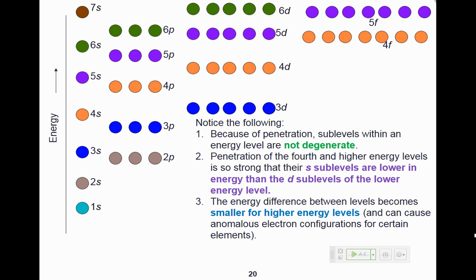And then lastly, as you get further from the nucleus, the difference between the sublevels gets smaller. So for really small atoms, the sublevel difference is pretty big because the nucleus is still close enough that the electrons can feel it. But as the electrons get further away, as we get more energy levels, the difference between the energies gets smaller because none of them feel the nucleus as well. We have so many electrons shielding.